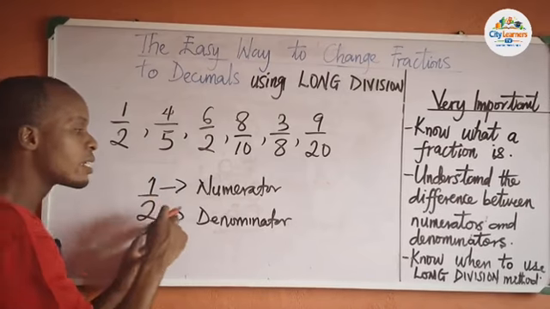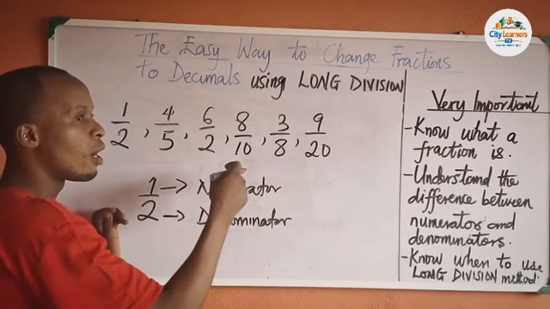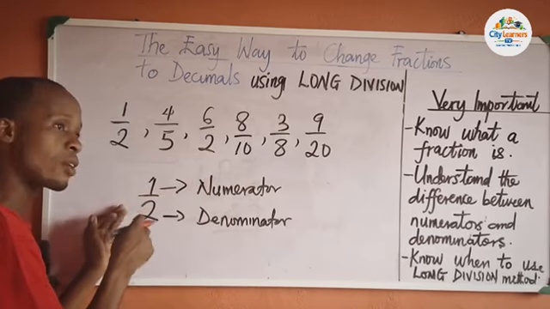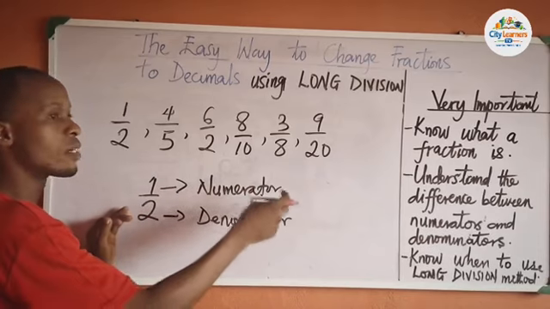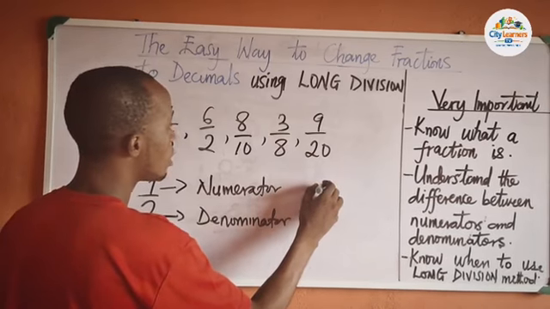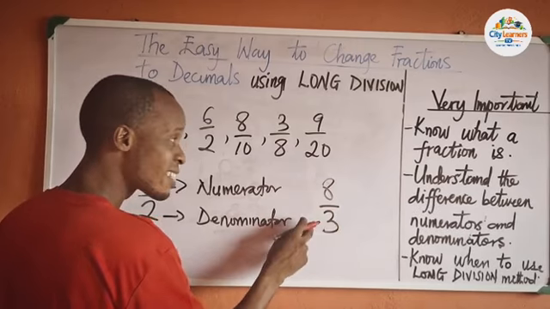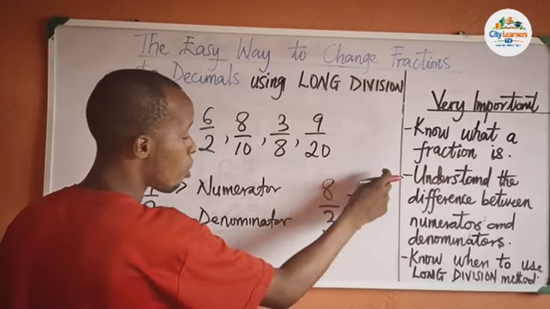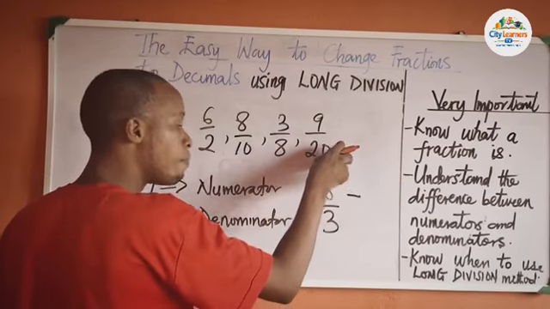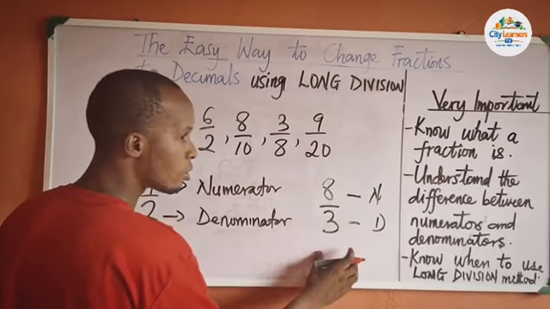Now, I want you to understand that 2 being bigger than 1 in this fraction does not make it the denominator, and that 1 being smaller than 2 in this fraction does not make it the numerator. A bigger number can be the numerator, as in the case of 8 over 3. In this case, 8 is the numerator because 8 is up, is above, while 3 is the denominator.